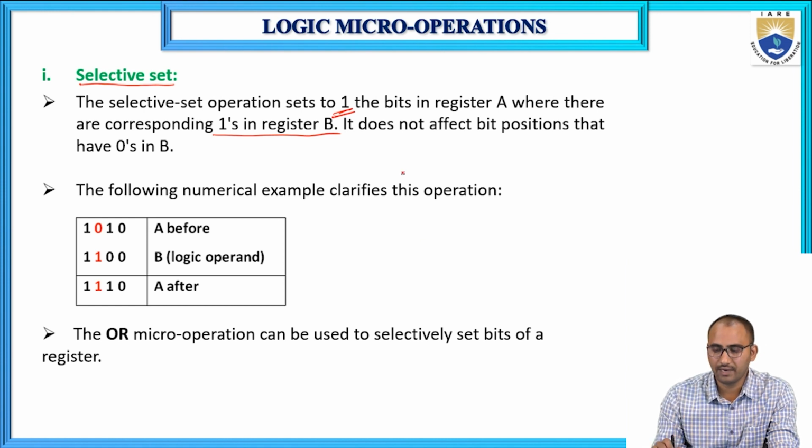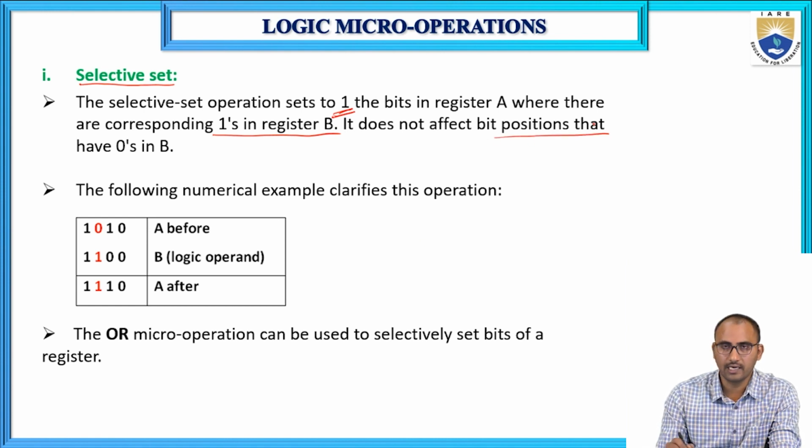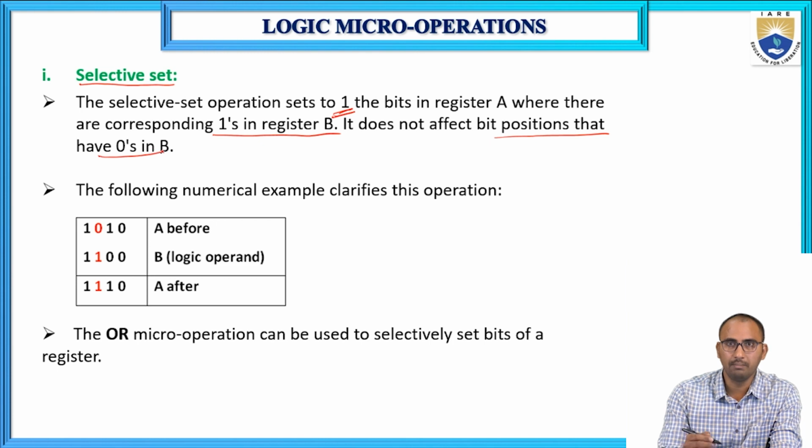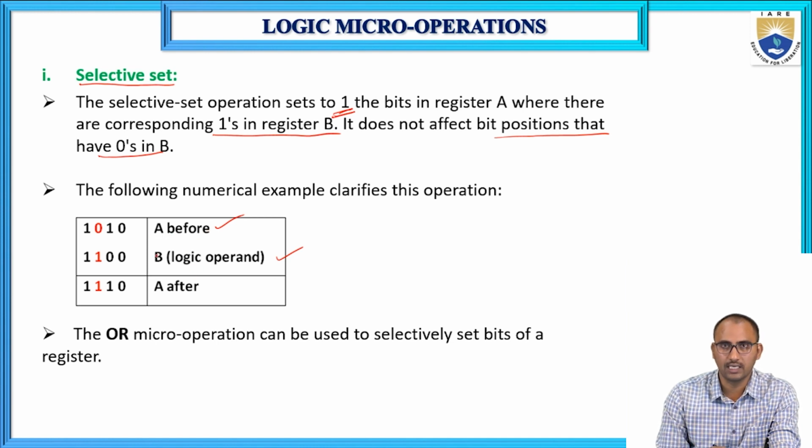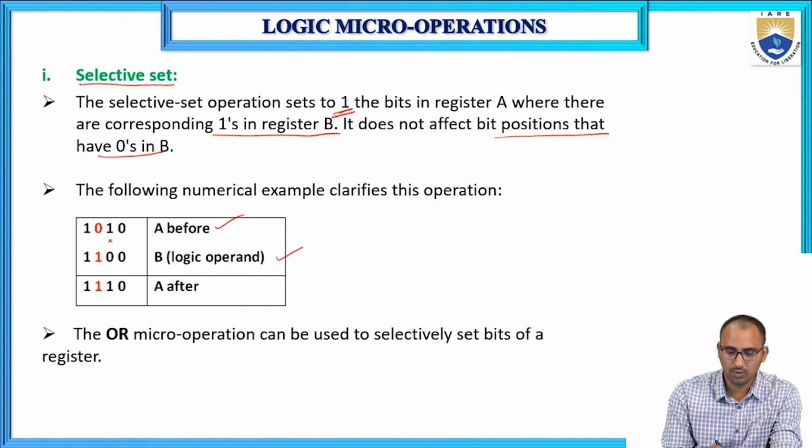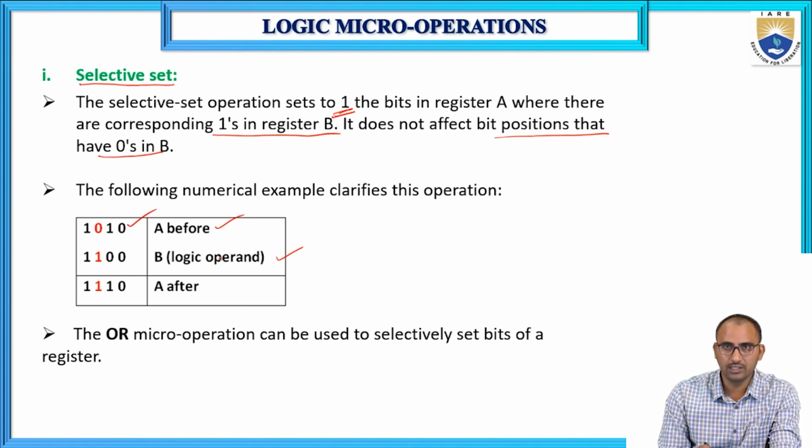So it doesn't affect the bit positions that have zeros in the B register. We can clarify with one example. We have two registers, A and B. The A register content before the selective set operation is 1010, and the B register contains 1100.